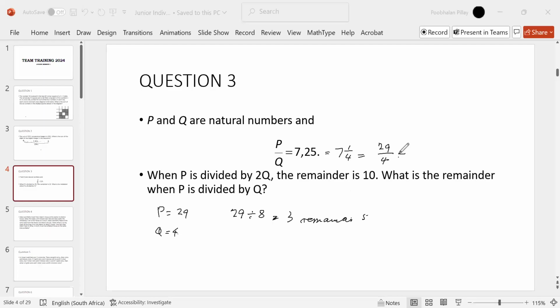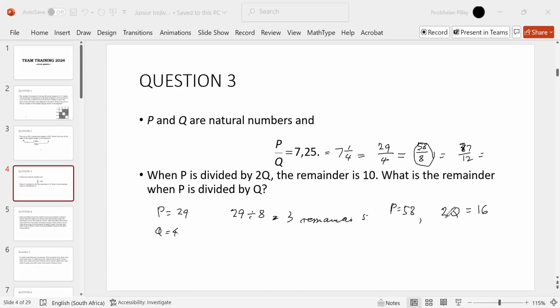Actually, there isn't, because you've got 29 over 4, and there are many ways in which you can write P over Q. If you think of equivalent fractions, this is the same as 58 over 8. You can multiply the numerator and denominator by 3 and have 87 over 12, and so on. So which particular form will work? P could be 58 and Q could be 8, in which case 2Q is 16.